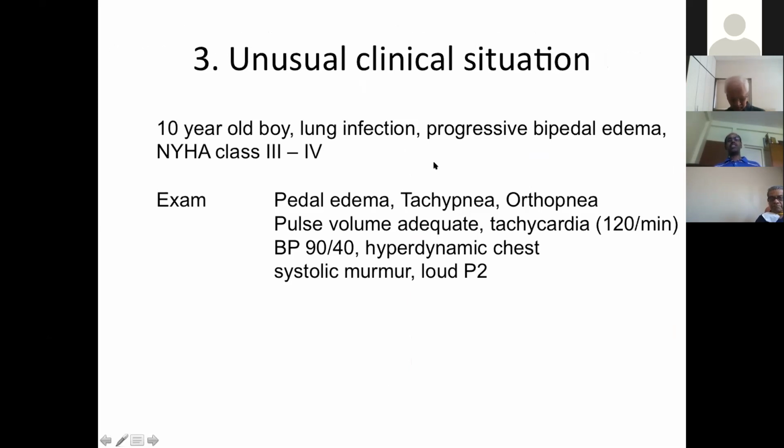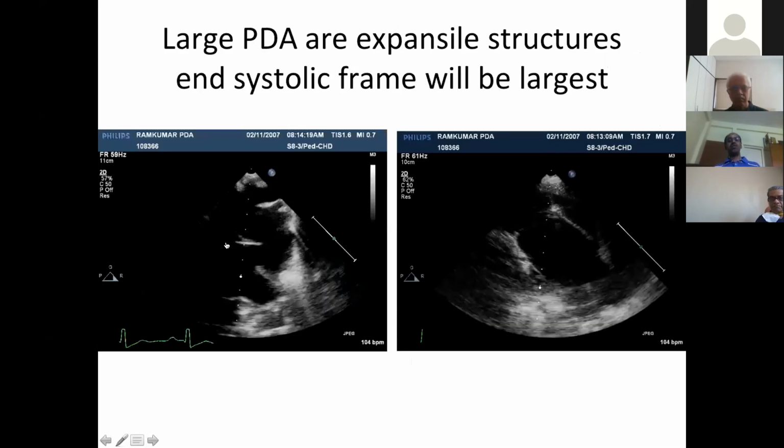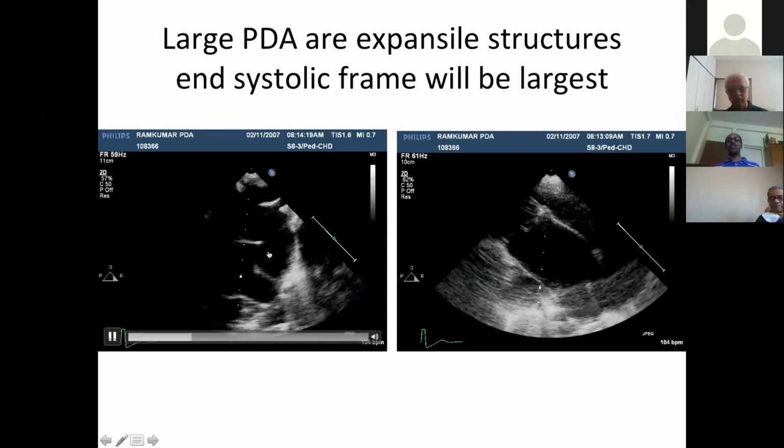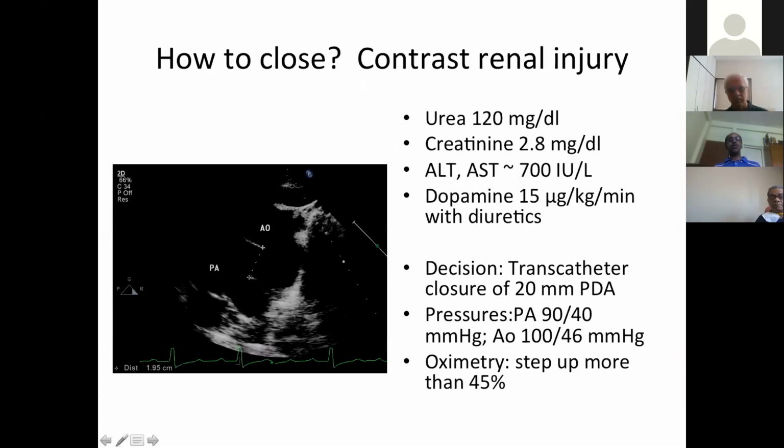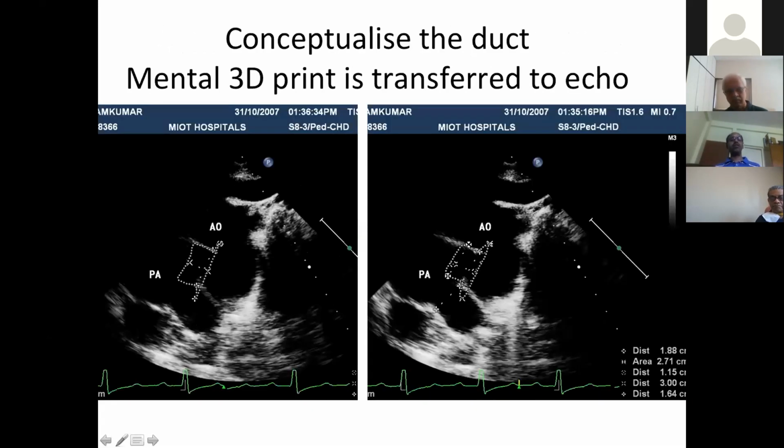Unusual clinical situations: a child with renal failure, with a massive PDA, severe renal failure, highly expansile PDA. The patient is so compromised and it is 2 centimeters. So the patient is neither suitable for a regular general anesthesia. You conceptualize the ductus. Mental 3D reprint is transferred onto the echocardiogram. So you put up a device here.